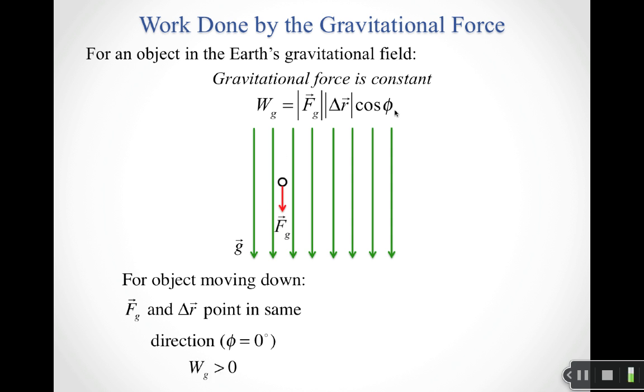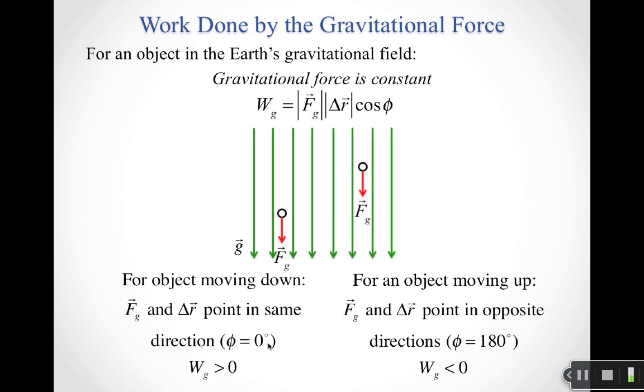So if I have an object that starts up high and moves downward, I know that the gravitational force points down, and the displacement points down. Since those two things point in the same direction, the angle phi between those two vectors is going to be 0, and therefore the gravitational force will do positive work.